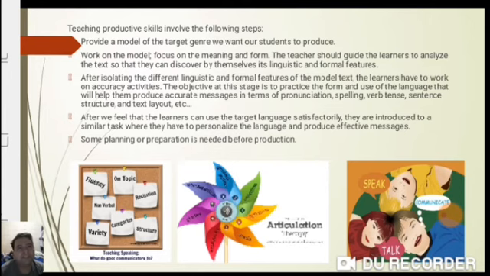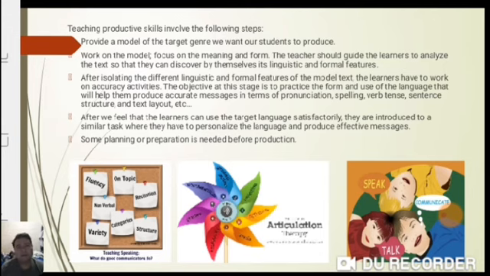The objective at this stage is to practice the form and use the language that will help them produce accurate messages in terms of pronunciation, spelling, verb tenses, sentence structure, and text layout. After we feel learners can use the target language, we will be able to know that they will improve some areas.